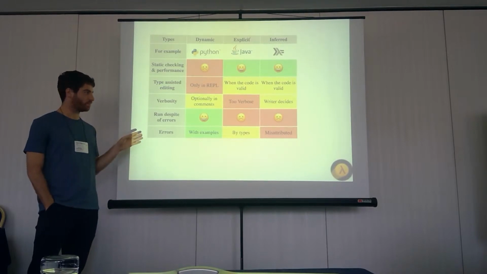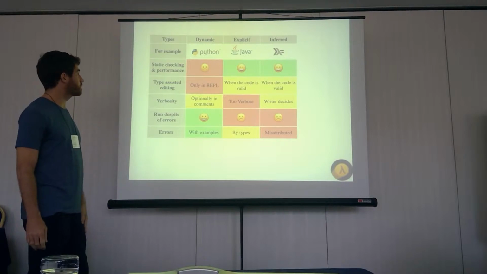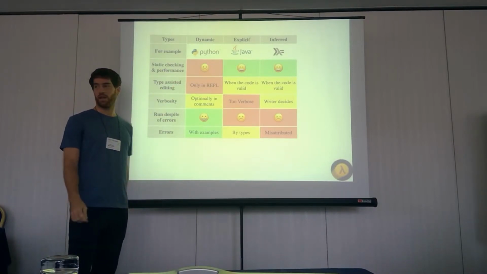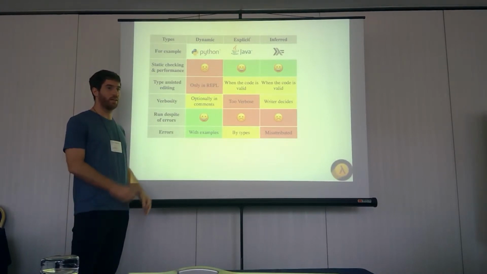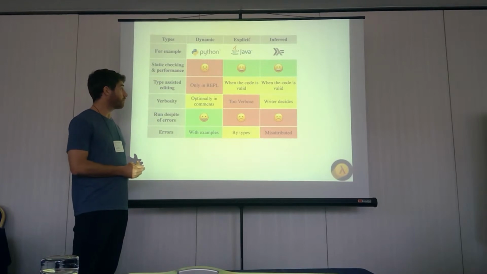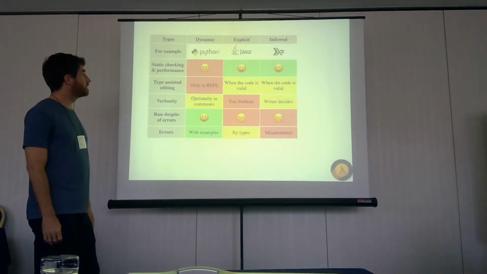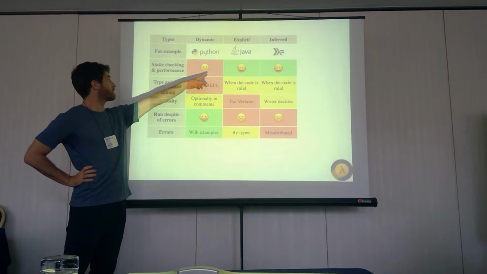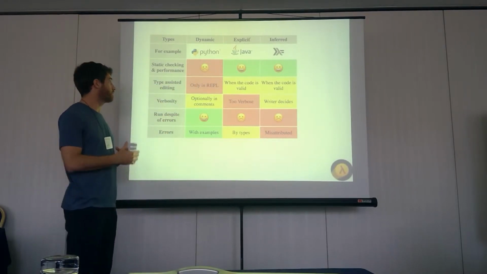But with static types, I have a lot of static checking. I don't know if anyone had the experience of deploying something to production in Python and getting your service to crash in production, and you have to stay up late to fix it. So you don't get that as much with static languages. And the performance is better.